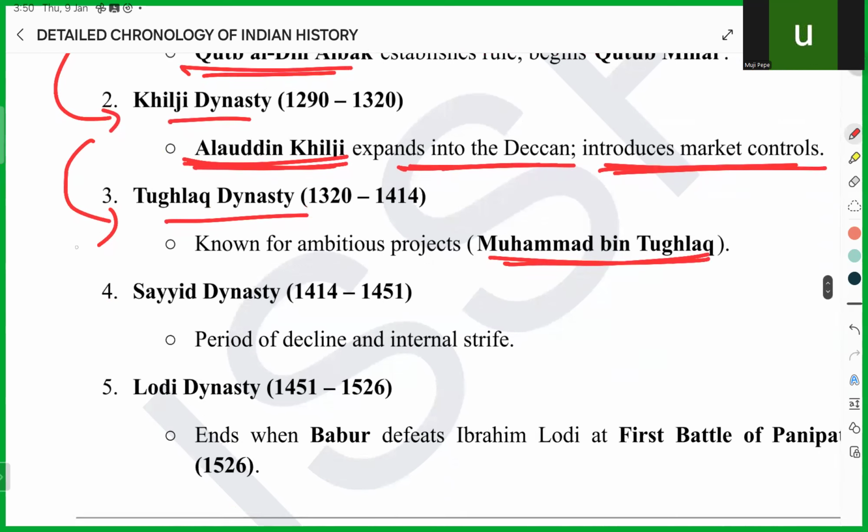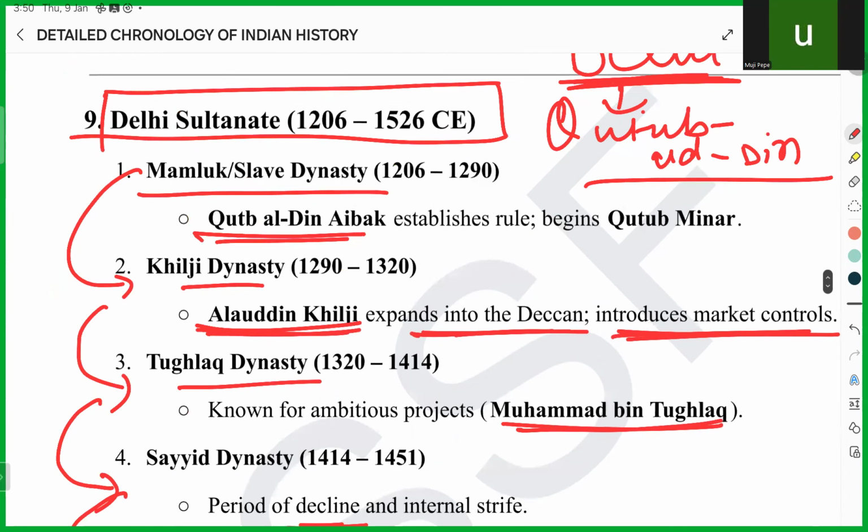Then, after the Tughlaqs came the Sayyid dynasty. It was a period of decline. Why? Because the Sayyids were not very strong rulers, and the Sayyids were replaced by the Lodi. Just like we studied that in the Magadha empire there were many dynasties, the Nandas, the Haryankas, in the same way in the Delhi Sultanate you have the Mamluks, Khiljis, Tughlaq, Sayyid. So there was one empire, the Delhi Sultanate, and other dynasties were there.